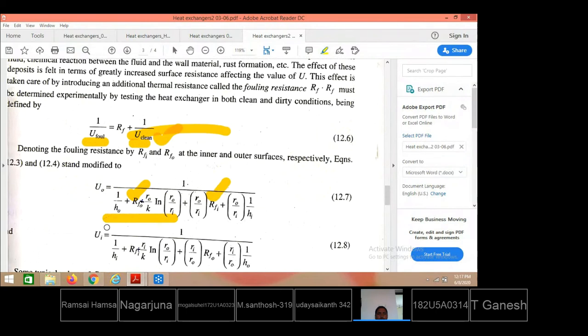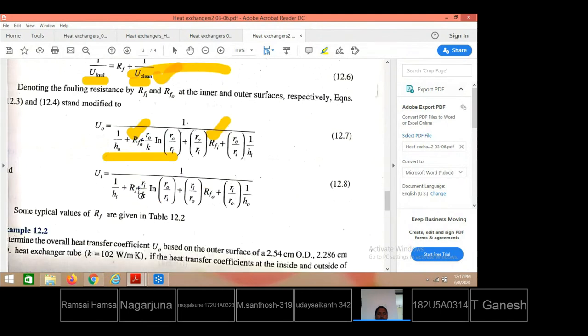Similarly, the overall heat transfer coefficient with the inclusion of fouling resistance, if you see here, is calculated based on the inner surface: Rfi, Ri by K, R naught by Ri, Ri by R naught into Rf naught. These are the additional terms added when fouling effects are also considered. Otherwise, without these, it is the same as the earlier one for clean surfaces.